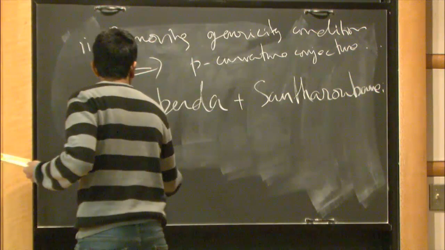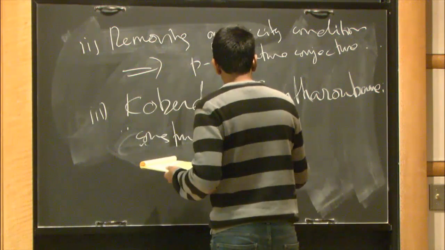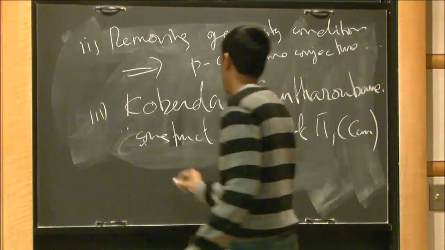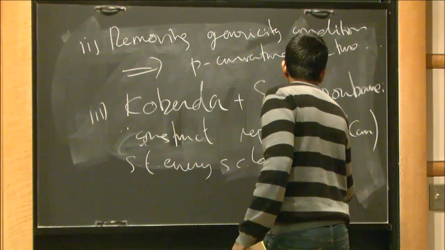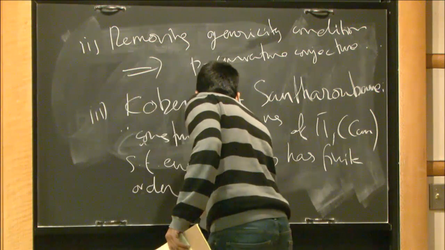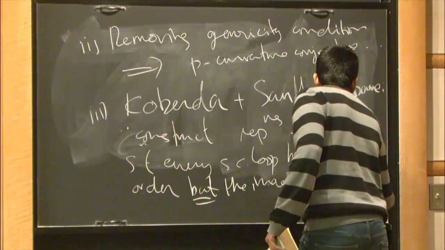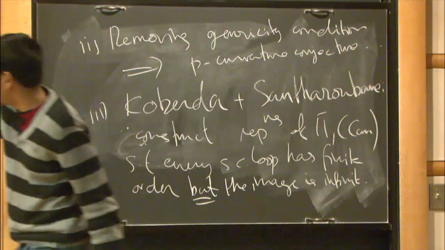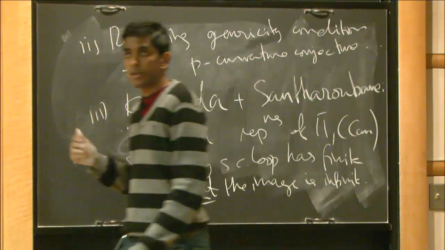They construct representations of these fundamental groups such that every simple closed loop has finite order, but the image is infinite. In fact, I think they also do this with bounded order, and this theorem can also be stated replacing finite with bounded. So that's not going to give the conjecture for generic curves either.